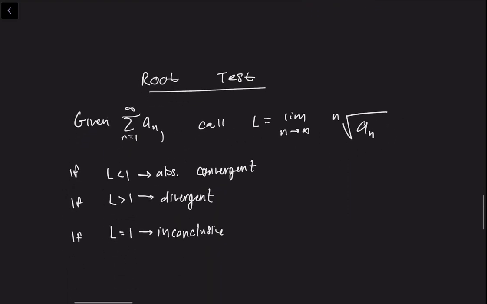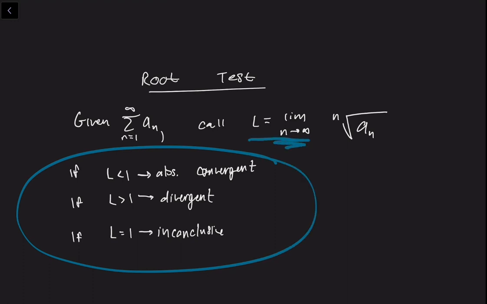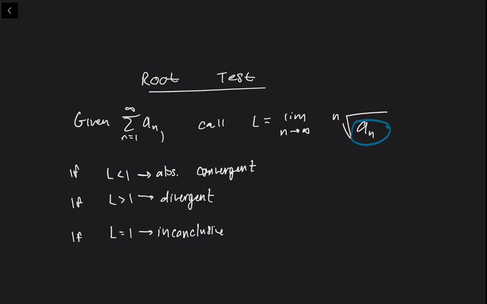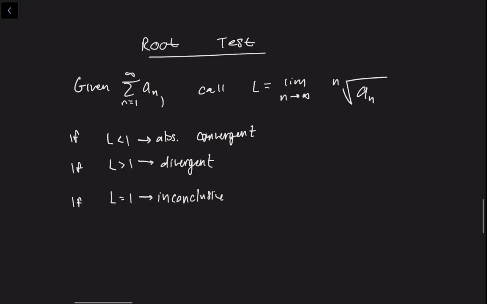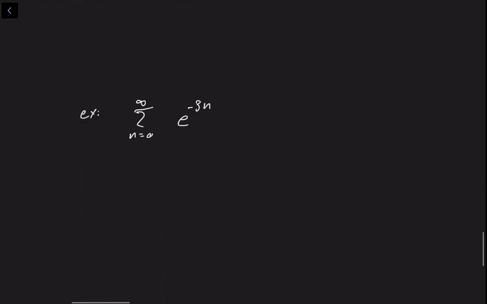What about the root test? Well, like I said, it's very similar. We have the same rules, and we're still taking a limit as n approaches infinity, except all we're doing is taking a sub n and taking the nth root of it. So it's very straightforward, and it doesn't come up too often, so I'm just going to show one example. These are the kind of problems where they're useful when you have like e to an exponent.